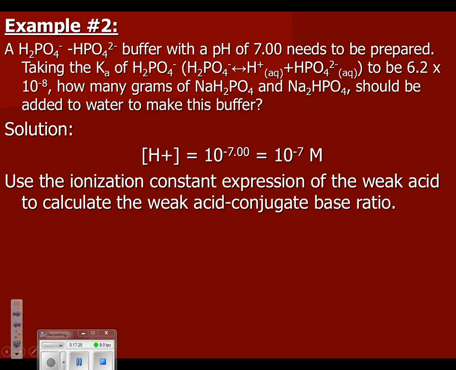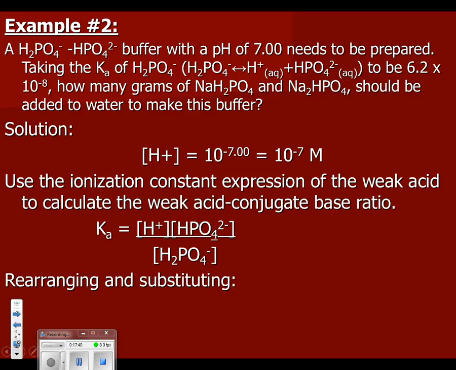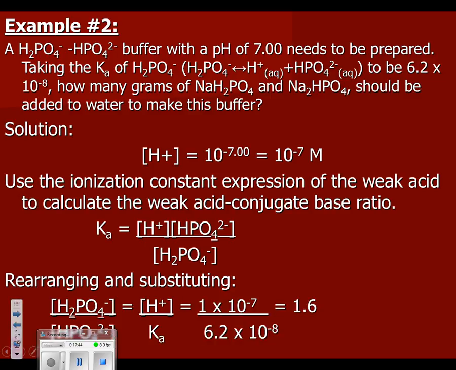And I need to use the ionization constant expression of the weak acid to calculate the weak acid to conjugate base ratio. So here's my thing again. I'm working it through like I don't know the Henderson-Hasselbalch or anything like that. Okay, rearrange and substitute in. So I'm going to rearrange it so I've got what ratio I need.